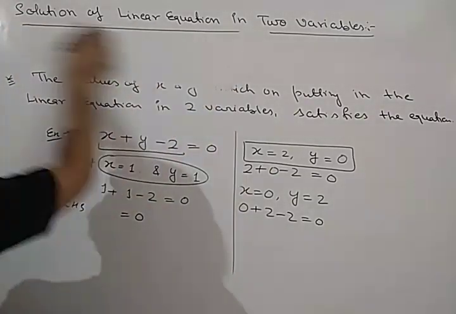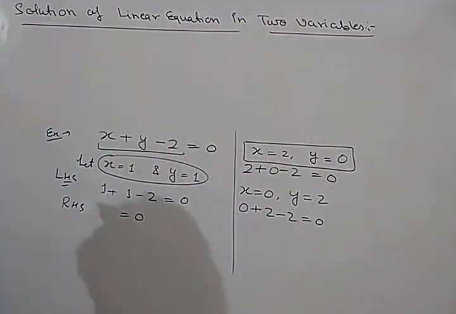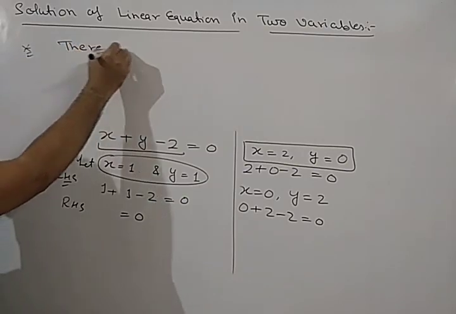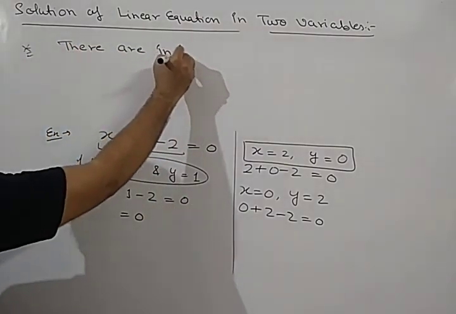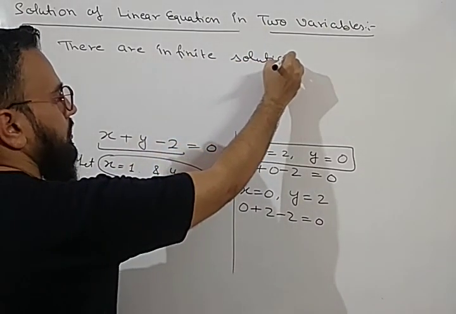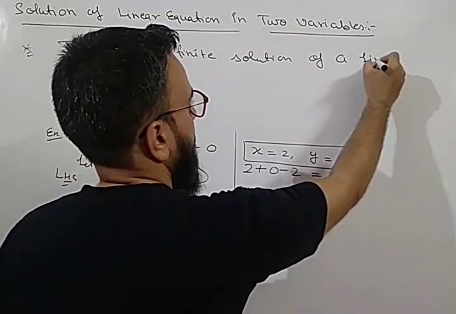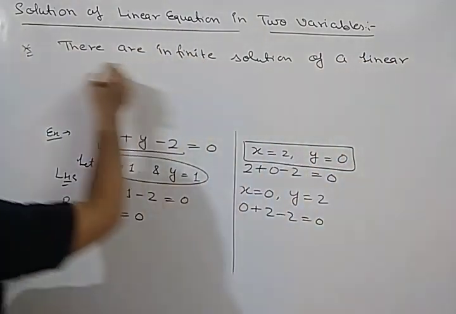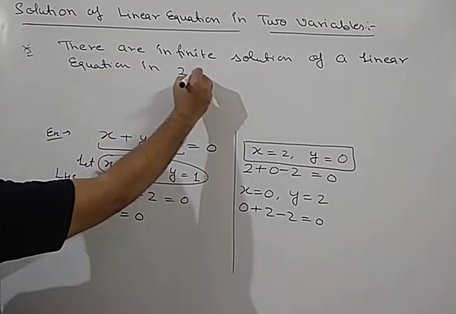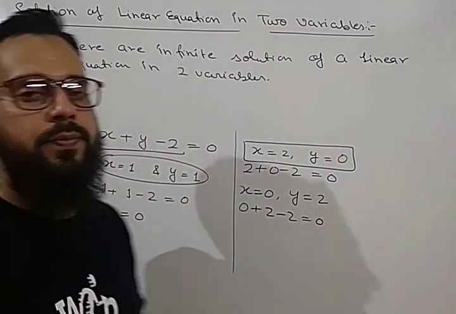This is the most important point. How many solutions are there in a single linear equation in two variables? There are infinite solutions of a linear equation in two variables.